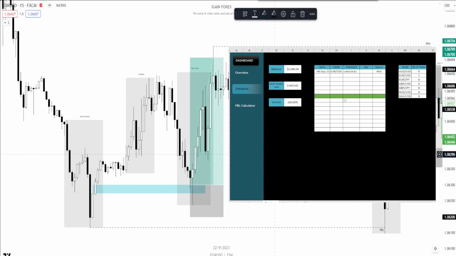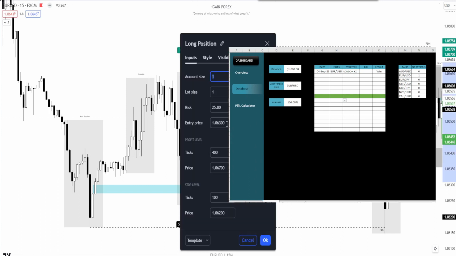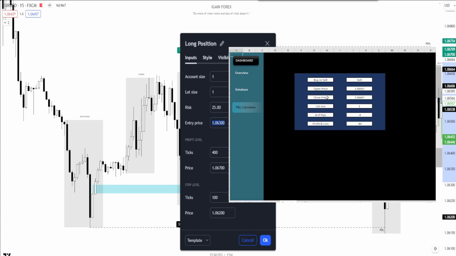So looking at this trade, our entry price is 1.06300. I'm copying this and putting it into our P&L calculator. This is how I do my position sizing. Let's say we are going to buy. You can find a lot of these P&L calculators via Google, but I made this one in Excel since I'm just trading Euro USD and GBP USD.